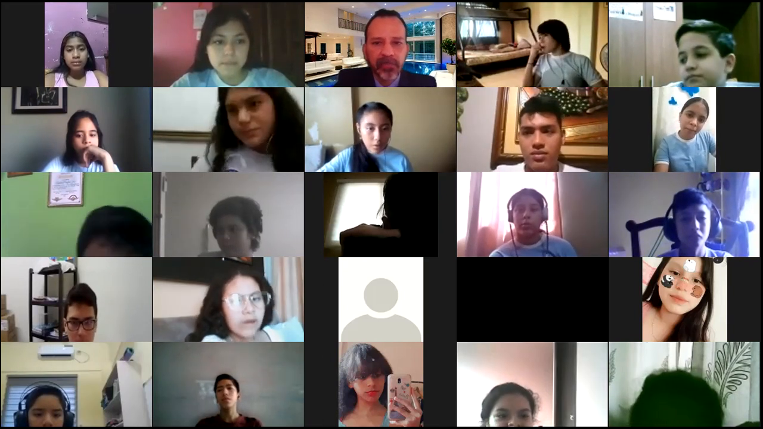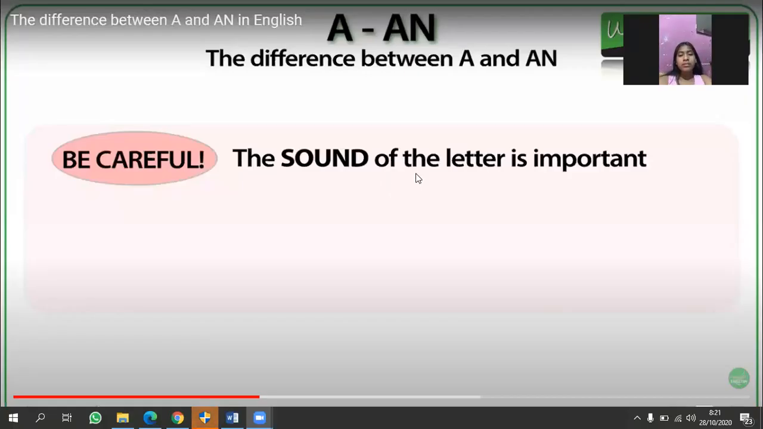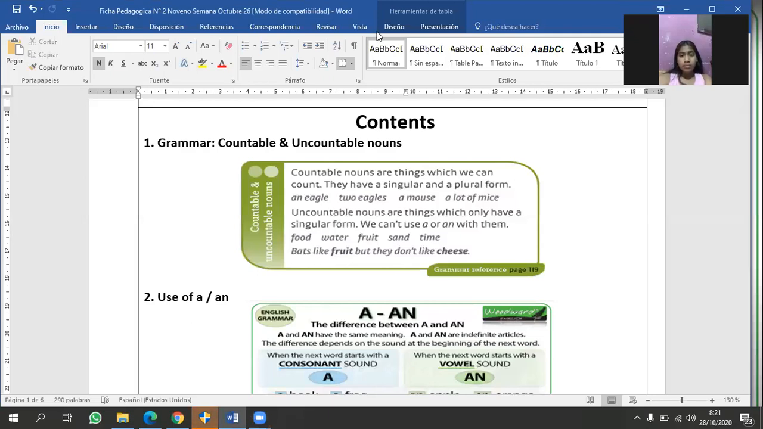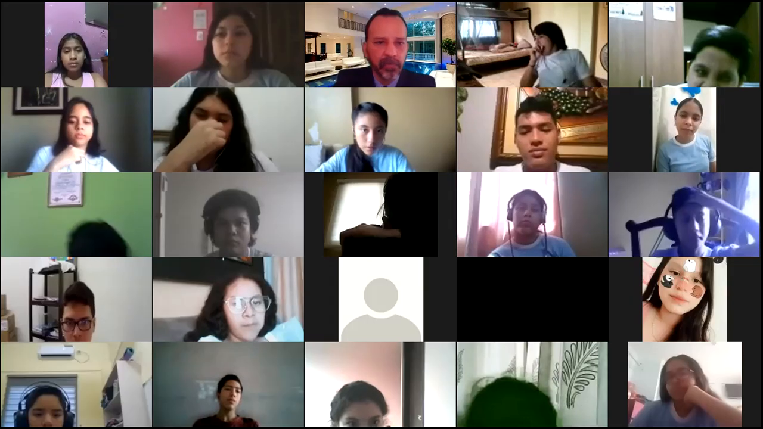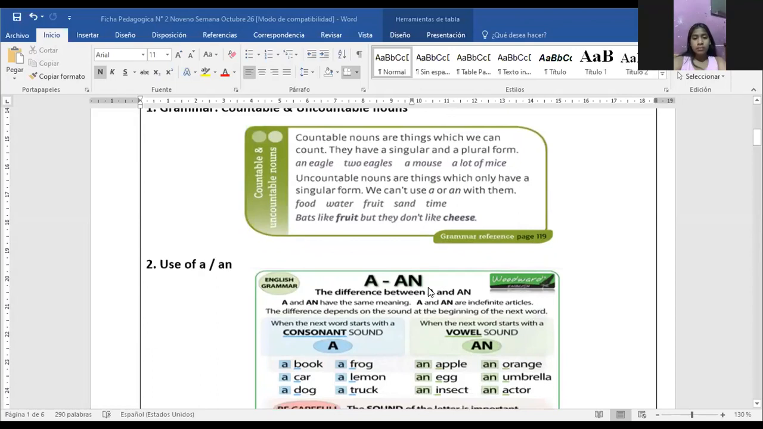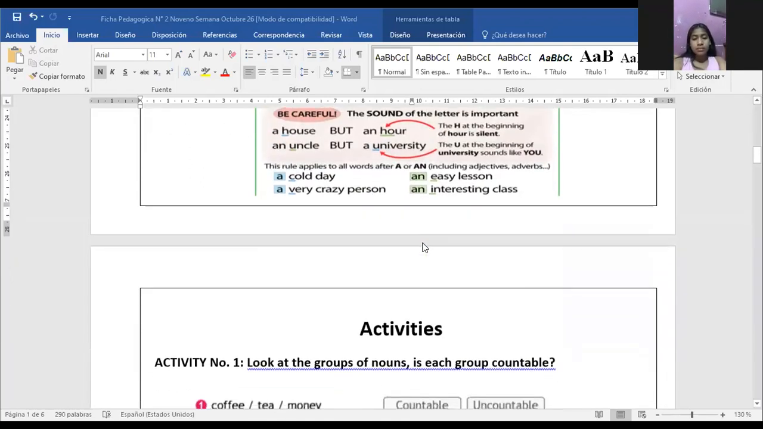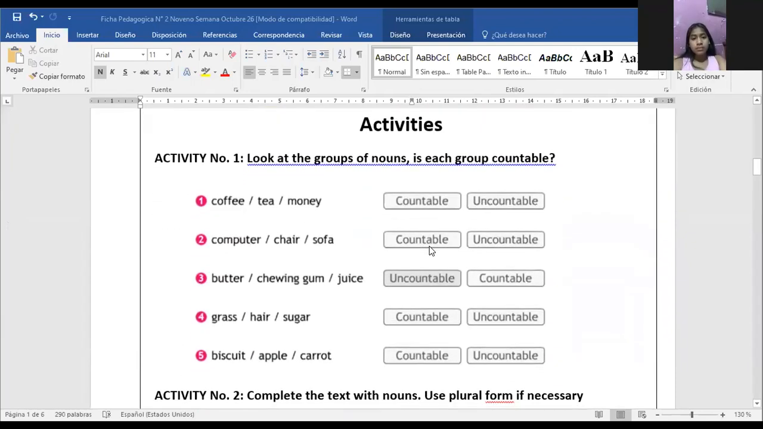Now, let's continue with the pedagogical sheet. No problem, okay, guys. Let me turn off this. All right. Attention with the pedagogical sheet number two. So we covered countable and uncountable nouns, and the use of a or an. Here you have an example. I think it's the same example as the video. Yes, it is the same example. Then you have the activities, guys, the activities.